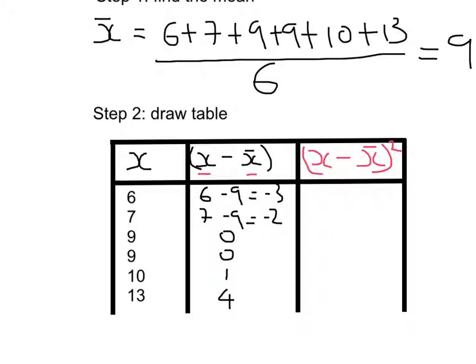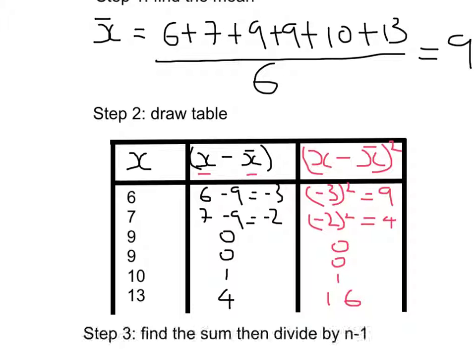So we'll start off with minus 3 squared, which is 9, minus 2 squared is 4, 0 squared is 0, and again 1 squared is 1, and 4 squared is 16. So we now have 9, 4, 0, 0, 1 and 16 in our third column.